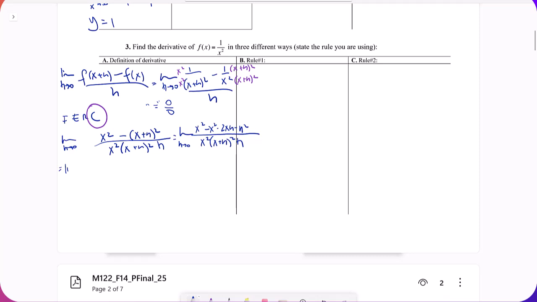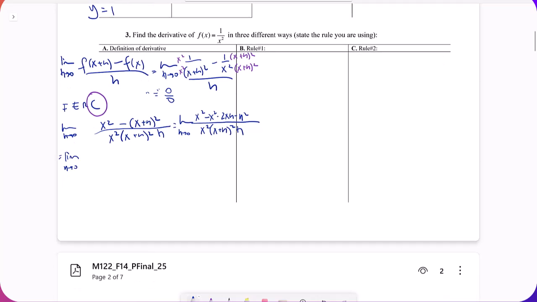Limit as h goes to 0 of negative 2xh minus h squared all over x squared, x plus h squared times h. Okay, and as always happens, we can factor out the h from the numerator. Negative 2x minus h over x squared, x plus h squared times h. Now that h is going to cancel with that h. And so we just end up, after we plug in the 0 from the limit, with negative 2x over x to the 4th, minus 2 over x cubed.